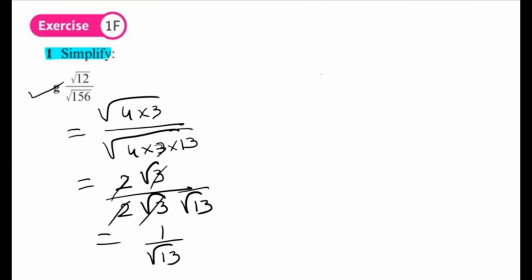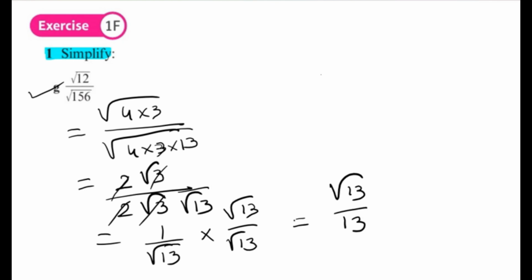Now, we can't leave surds in a denominator, so we have to rationalize it. I multiply and divide by root 13, so root 13 over 13. This will be our final answer. If you write the earlier form as a final answer, then maybe you will not end up with the full mark.